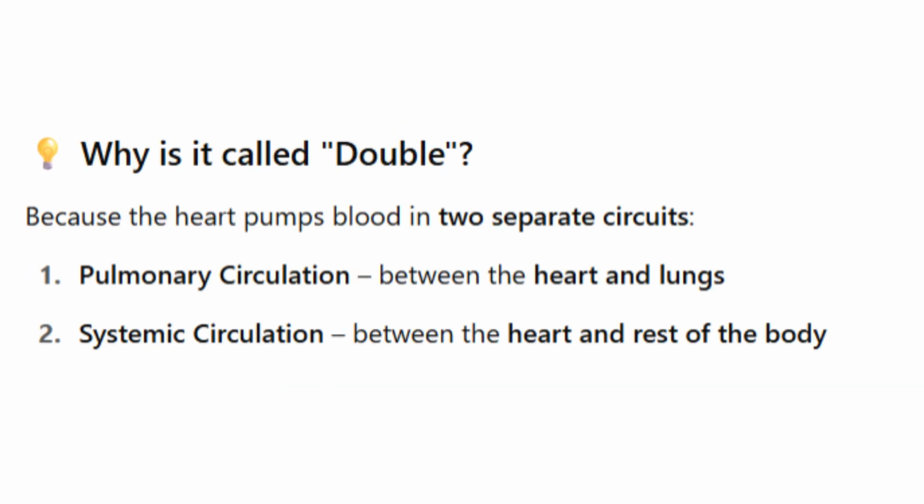Why is it called double? Because the heart pumps blood in two separate circuits. Pulmonary circulation, between the heart and lungs. Systemic circulation, between the heart and the rest of the body.